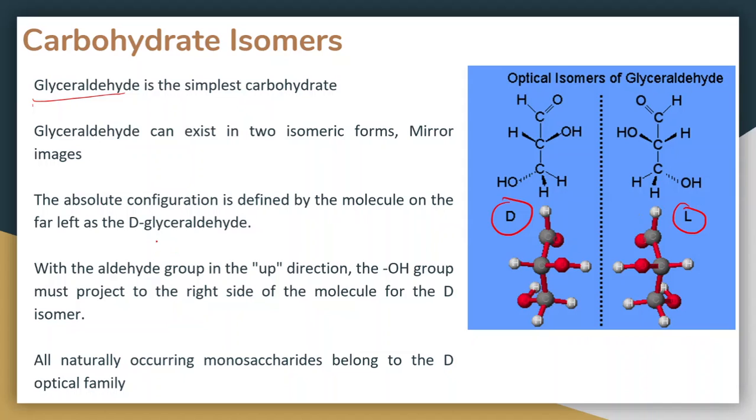The absolute configuration of this molecule is defined by the carbon which is farthest, as in D-glyceraldehyde. With the aldehyde group in the up direction, the OH group must project to the right side of the molecule. If it is on the right side, then it is D, and if it is on the left side, then it is L. Like this we can designate each and every molecule, whether it is the D molecule or the L isomer, right?